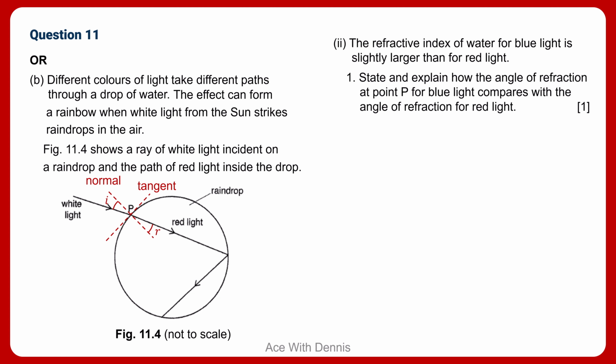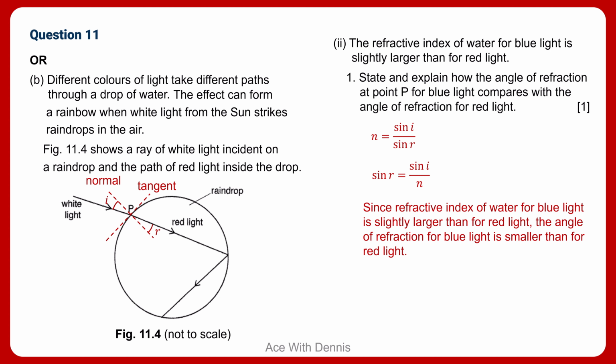To answer this question, we can use the formula of refractive index, n equals sin i over sin r. We rearrange this formula: sin r equals sin i over n. As you can see from here, sin r is inversely proportional to n, the refractive index. Hence, since the refractive index of water for blue light is slightly larger than for red light, the angle of refraction for blue light is smaller than for red light.